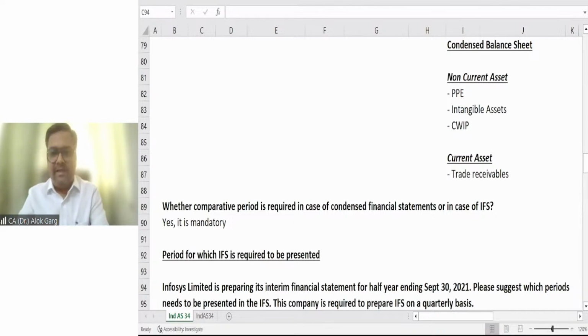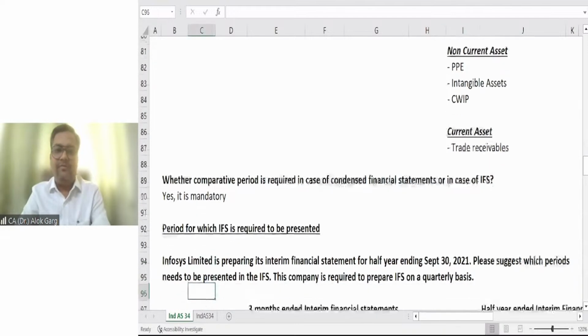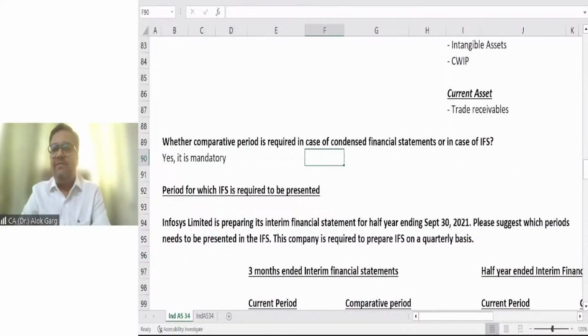Vanshika has very beautifully summarized it. She told that, sir, abridged financial statements are the summary version, but in condensed financial statements we are making limited disclosure. You are right, Vanshika. So guys, hold on for some time, right? You will be able to understand how this interim condensed financial statement is prepared, and it will also require some limited notes to accounts, which we are going to discuss later on. Whether comparative period is required in case of condensed financial statement, answer is yes. In condensed or interim financial statement, comparative period is also mandatory.